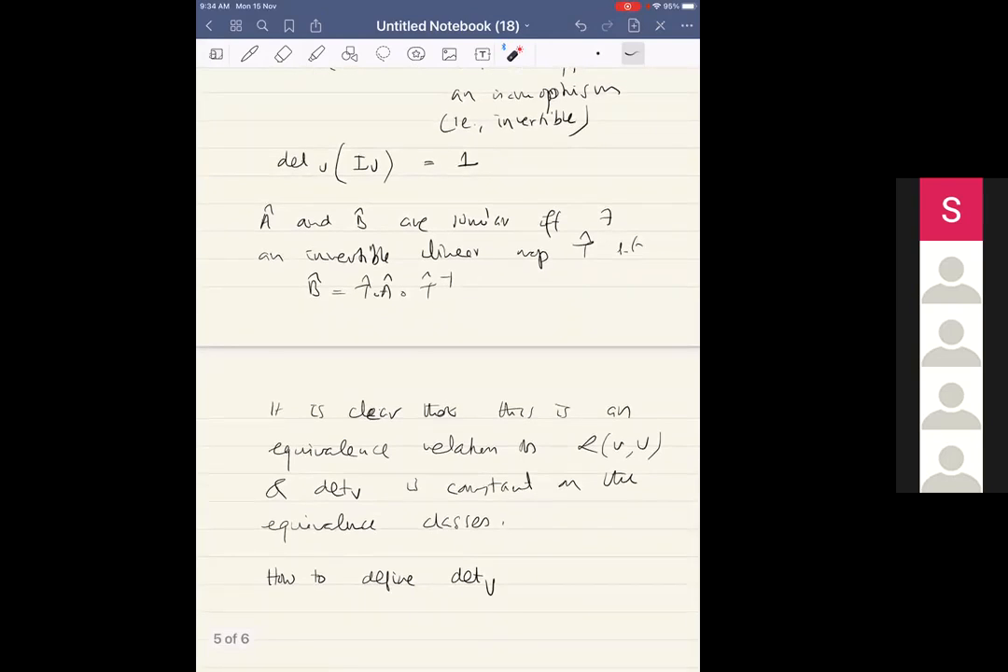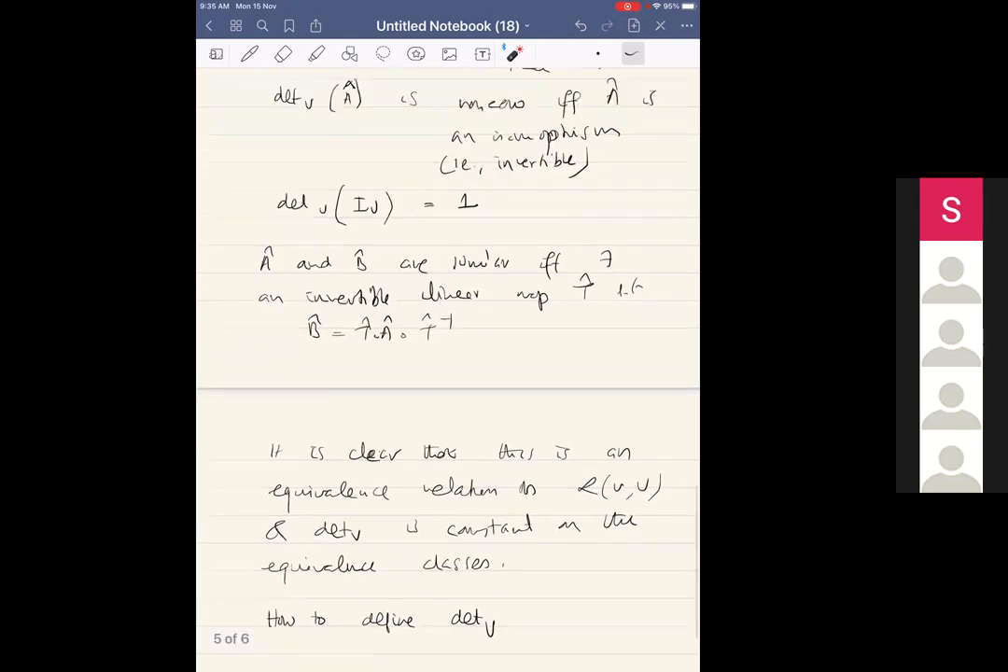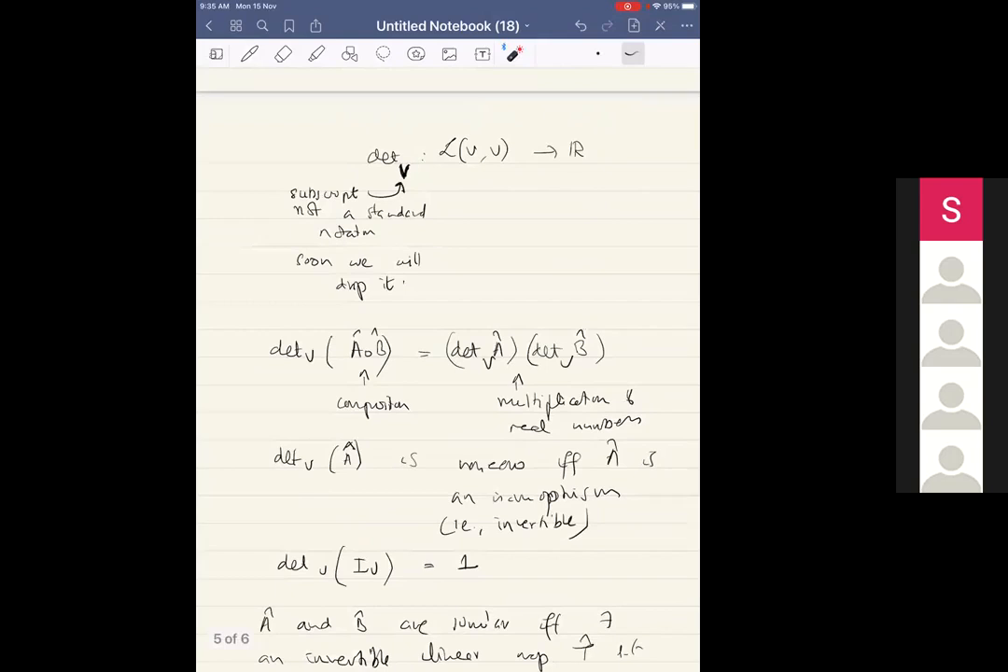And further, just as we define a similarity equivalence relation on n by n matrices, you can define a similarity equivalence relation on linear maps from a vector space to itself. And again, this is an equivalence relation, and the determinant that we are going to define is going to be constant on these equivalence classes, for the same reason, with the same easy proof.